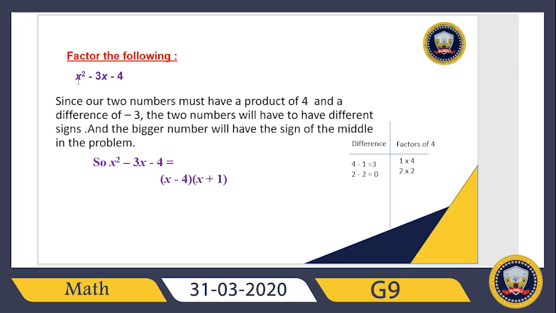How to factor a trinomial? First step, I open two brackets. Second step, I write down x in the first term of each bracket. So I will write down x in the first term of each bracket.